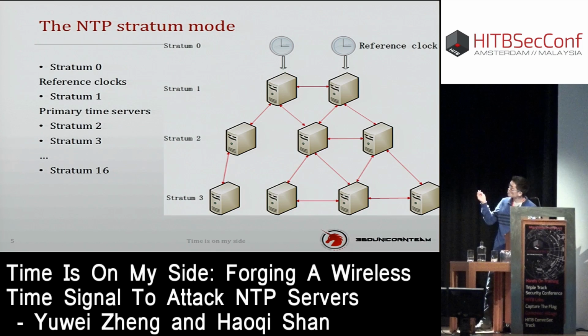A Stratum 2 server is connected to a Stratum 1 server over a network path. Thus, a Stratum 2 server gets its time by sending NTP packet requests to a Stratum 1 server. And so a Stratum 3 server gets its time from a Stratum 2 server, and so on. So the original time source is the reference clock. In this presentation, we will discuss the reference clock and the Stratum 1 NTP server.